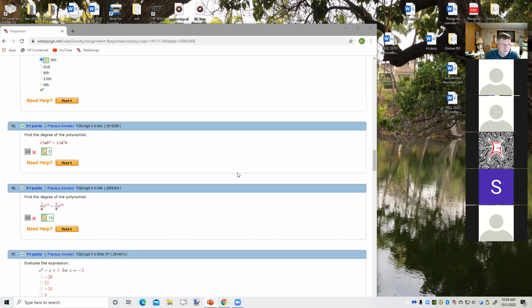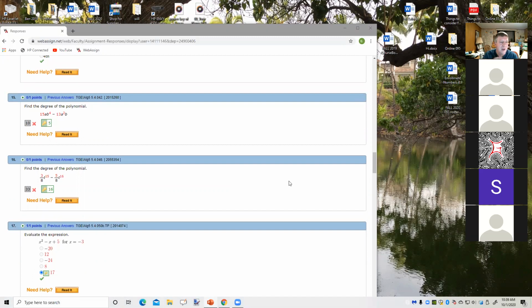Let's take a look at number 15. Find the degree of the polynomial. The first term is 15a b to the 4th power. There is an implied 1 exponent on the a. So the 1 on the a plus the 4 on the b adds up to 5. So the first term, 15a b to the 4th power, is a 5th degree term.